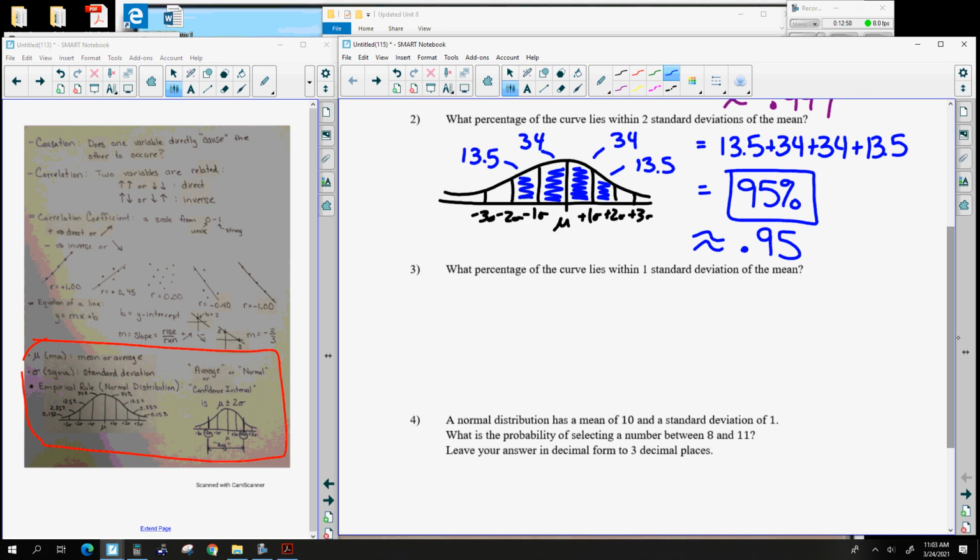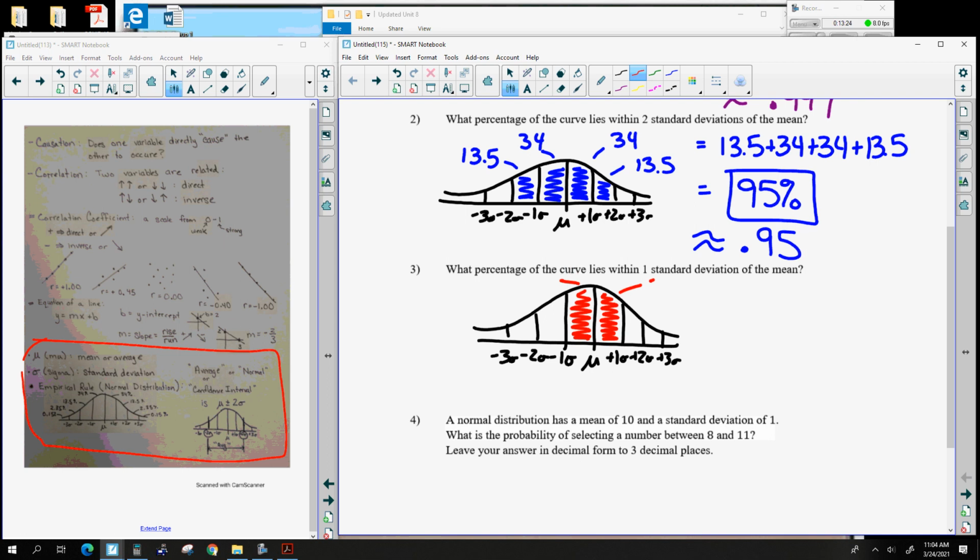Last but not least, what percentage is within 1 standard deviation? That would be 1 standard deviation above the average and 1 standard deviation below the average. So that would be 34 and 34. As a percentage, that would be 68%.